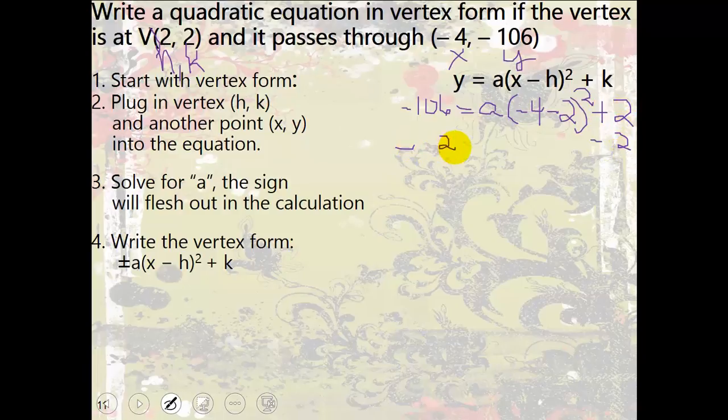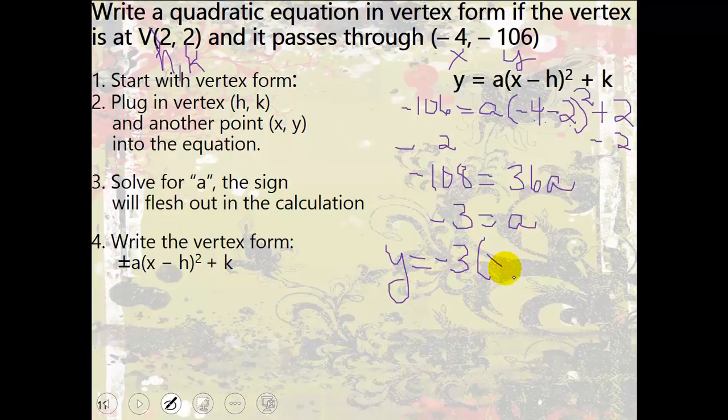Negative 108 is equal to a times negative 4 minus 2, that's negative 6. Negative 6 squared is 36. Then I'm going to divide, and I get negative 3 is equal to a. Notice how we let our calculation flesh out the sign. So I get y is equal to negative 3 times (x minus h), so (x minus 2) squared, plus k, which is 2. And there it is. Kind of fun.